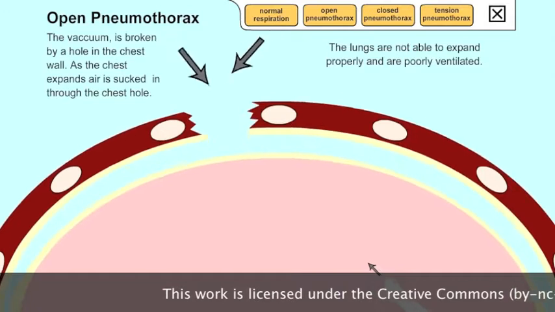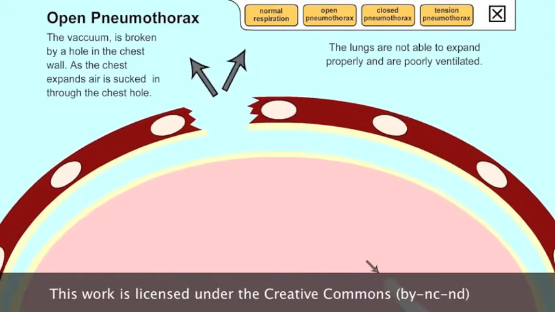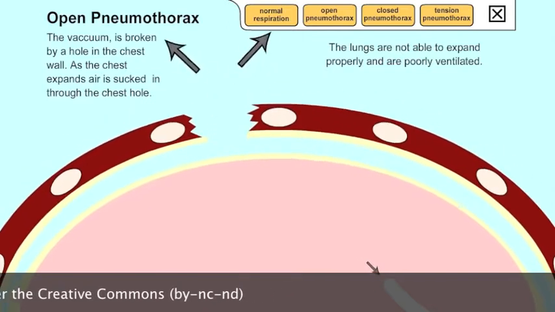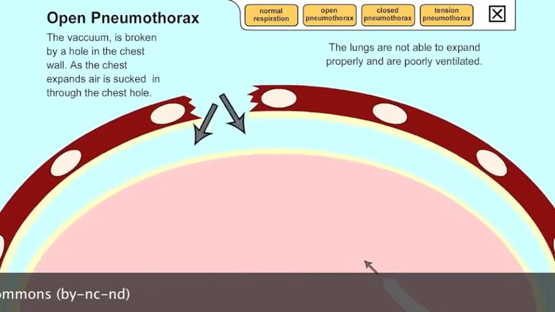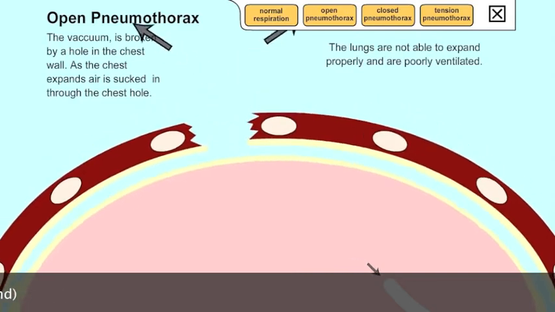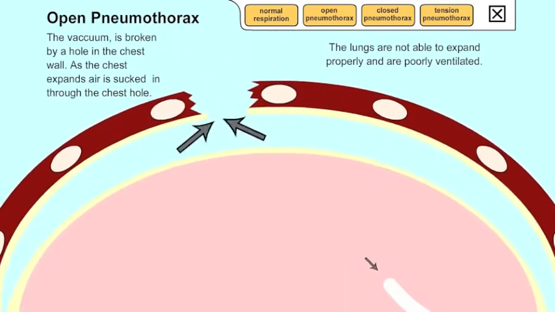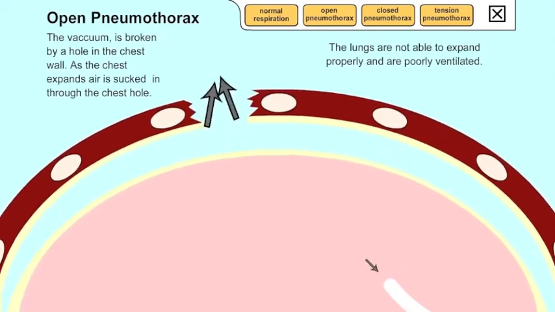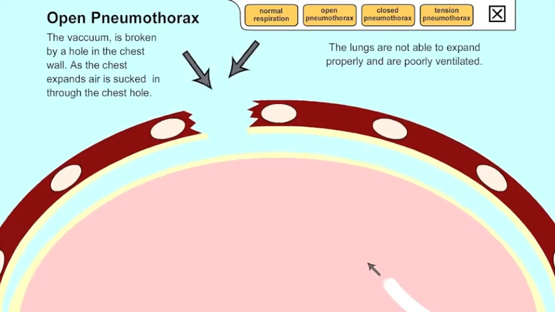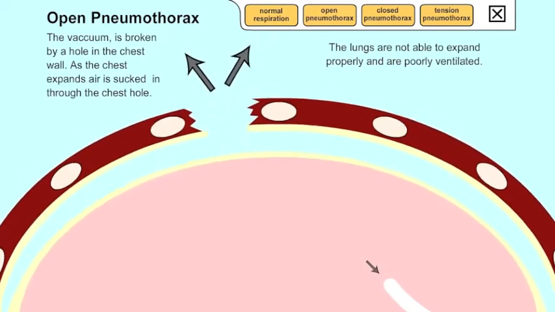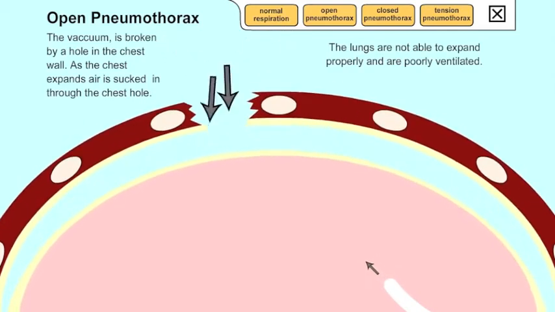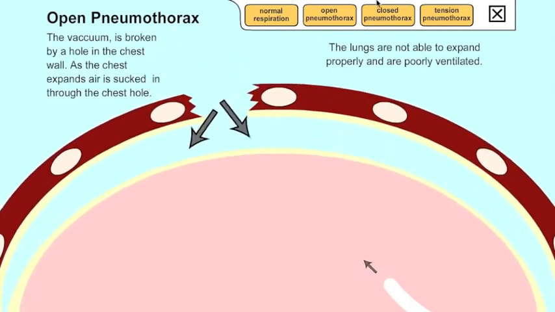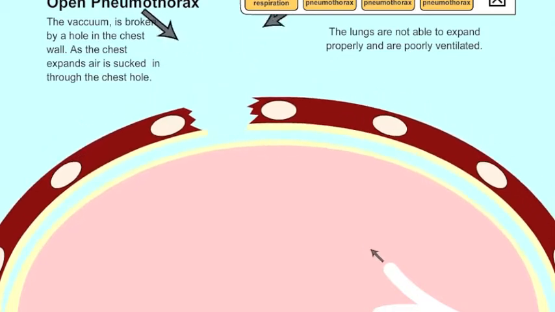Now, when we have an open pneumothorax, we actually have a penetrating, say, wound or an area where the air can get from the outside into the lungs. What has occurred is that vacuum that we rely on to allow pressure has now been basically ruptured. It's no longer there. And as the chest expands, air is sucked in through the hole in the chest, and the lungs are not able to expand properly, and they're very poorly ventilated.